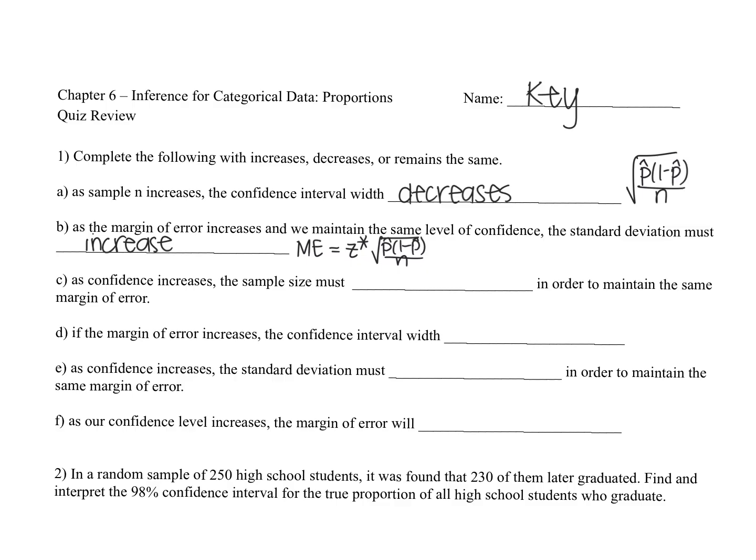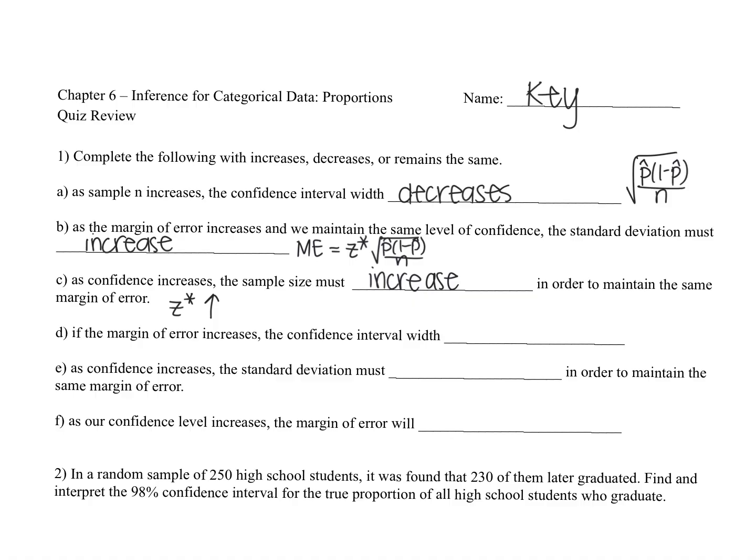As confidence increases, the sample size must what in order to maintain the same margin of error? And that's going to be increase. So something to remember is as you increase confidence, you actually decrease the width of the confidence interval itself. So that means your critical value gets bigger. So your critical value increases as your confidence increases.